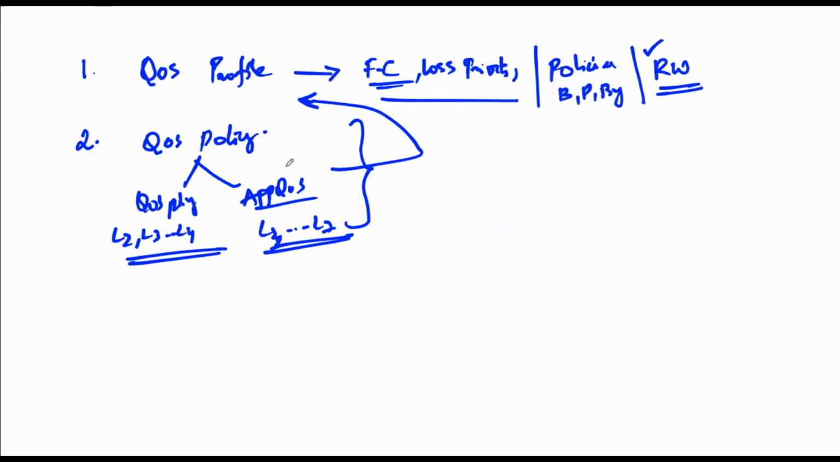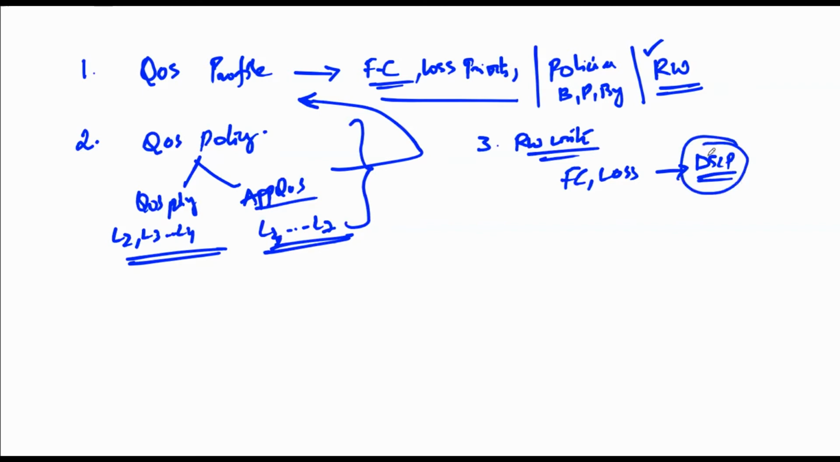Now the next steps. If you want to go with the rewriting, we'll create the rewriting rules. By matching with the forwarding class and loss priority, we do the DSCP rewriting. If you are interested in doing the DSCP rewriting, you can go ahead and change the DSCP markings. In order to construct the scheduler, you want to decide: if I'm going with random early detection, I'll mention the minimum number of packets in the buffer and the maximum number of packets in the buffer to trigger the random early detection.